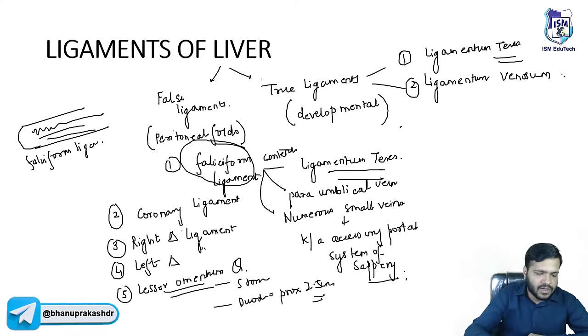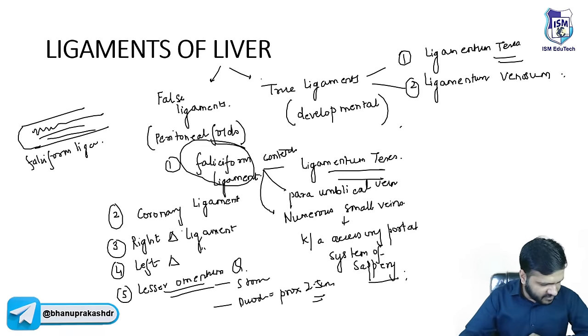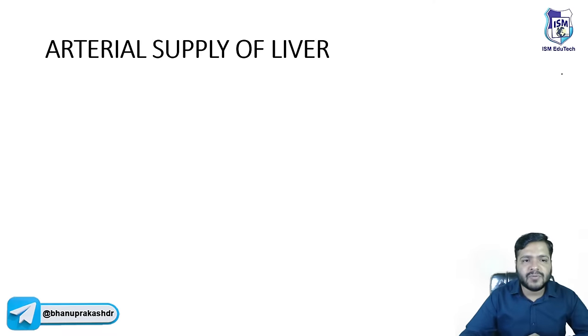Ligamentum venosum. Okay. So, yes, that is about the true and the false ligaments of the liver. Itna clear ho gaya beta? Fatafat se ek thumbs up de do chat box mein. Just give me a thumbs up in the chat box if the ligaments are clear.